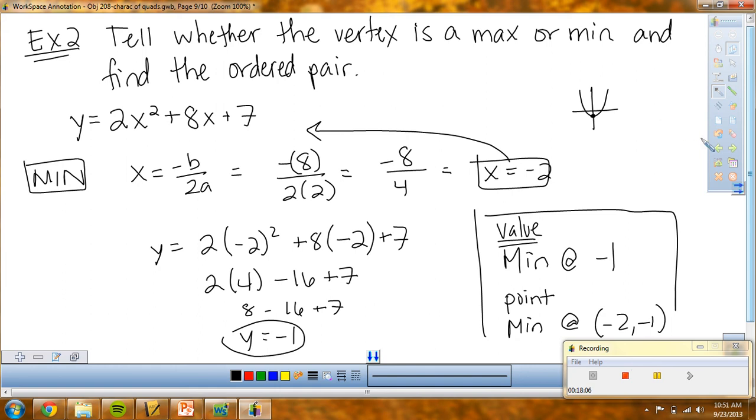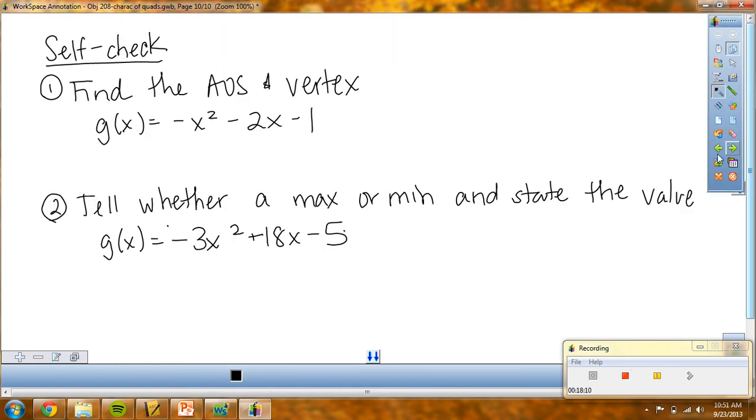So using this information, go ahead and complete these two self-check problems in your notes and come in ready to discuss tomorrow.